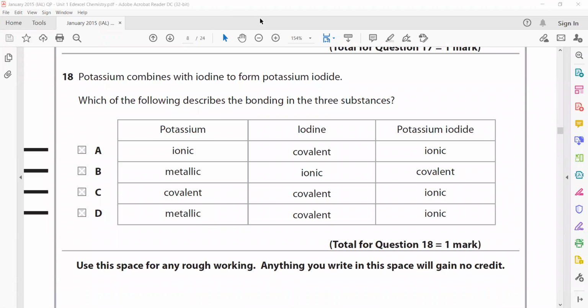Potassium combined with iodine to form potassium iodide. The type of bonding: potassium is a metal, so it should be metallic. Iodine is a non-metal, so covalent, and potassium iodide, metal plus non-metal, so ionic. That's why D will be the right answer.